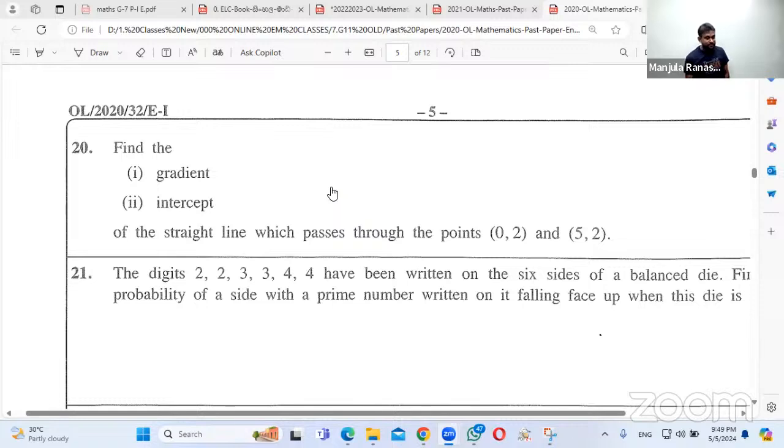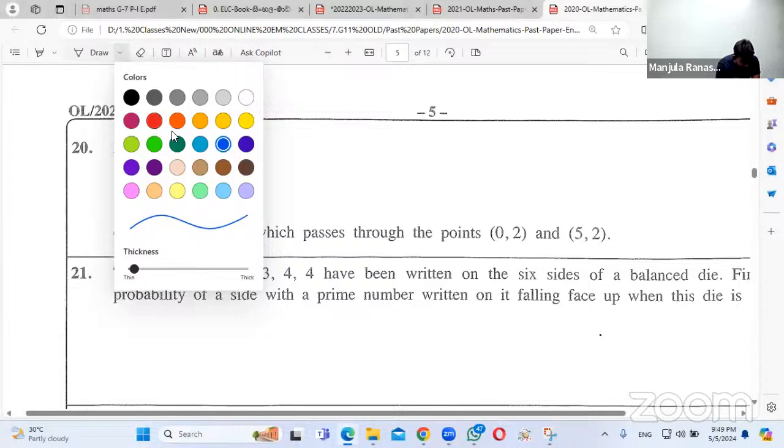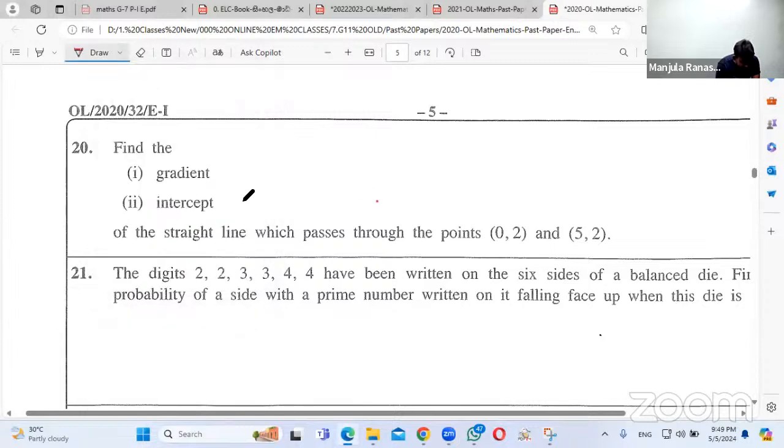Intercept. So the intercept is what? The intercept is 2. You can write the intercept as 2. Why? Because (0, 2) is the coordinate format of the y-intercept.